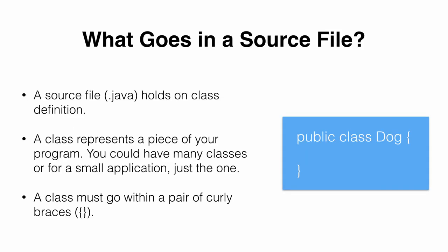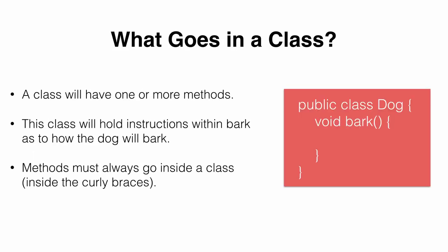We're going to be looking at more of this, so if it does get a bit confusing, don't worry. A source file.java holds a class definition, like public class dog, and then we could create an object with different dogs. So a class file represents a piece of your program. You could have many class files, so you could have dogs, cats, so dog.java, cat.java. You could go crazy with it basically. A class must go within a pair of curly braces.